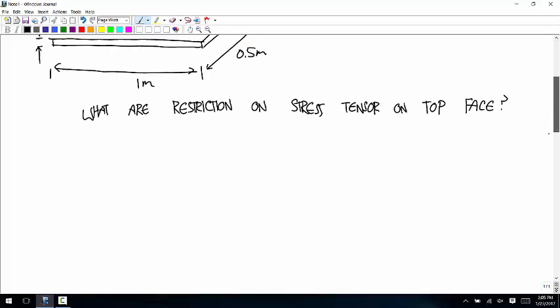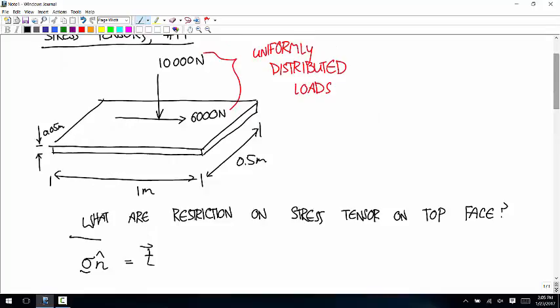All right, so what we're going to use is the relationship that says the stress tensor times the outward facing normal is equal to the traction vector on the face. So what we're going to do is figure out the traction vector based on these forces that are given. We're going to figure out the outward facing normal vector, and then we're going to come up with a set of equations that don't give us values for individual stress elements, but they do put restrictions on what combinations of stresses are allowable.